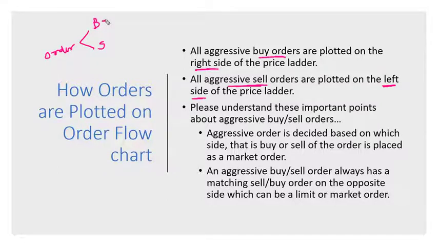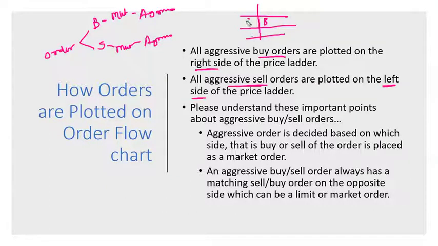If a buy order was the market order, it will become aggressive, and on a price ladder, this will be plotted on the right side. But if the sell order was market, this will become aggressive and it will be plotted on the left side. All right. And an aggressive order is decided based on which side, that is, whether the buy or the sell side was placed as a market order.